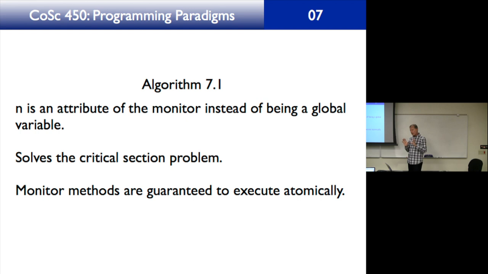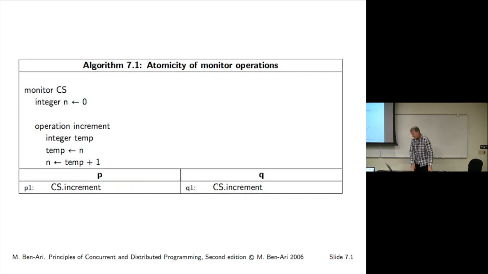And the way this solves the critical section problem is that the monitor methods are guaranteed to execute atomically. That has to be provided by the monitor. Here is algorithm 7.1. And look what happens, this is amazing. Remember we said we're going to loop so many times and do temp gets n, n gets temp plus 1. That was our critical section. Well, we make that into a method of the monitor. Do you see what I mean?